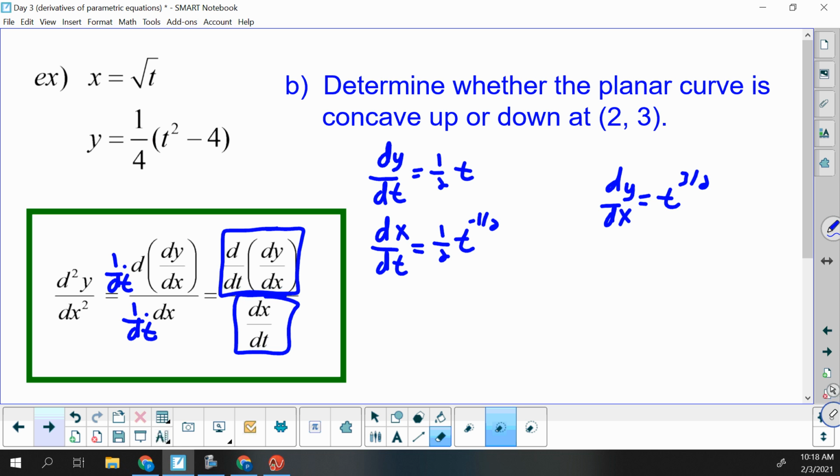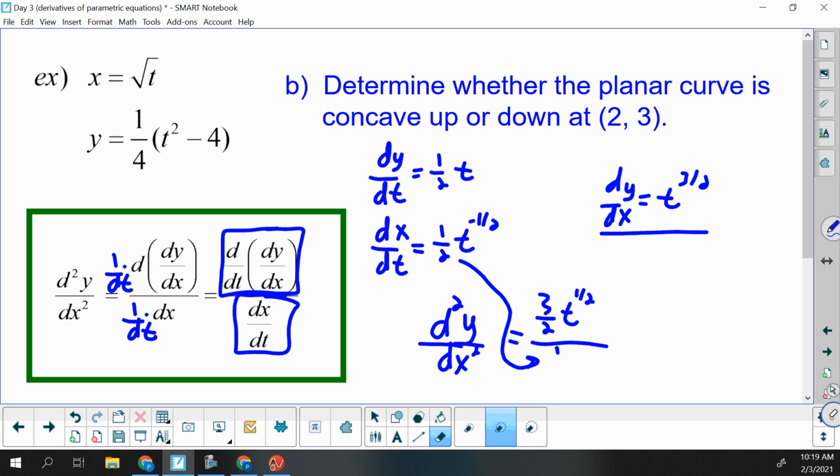So if we want to do our second derivative, in these boxes in the blue, it's saying do your dy over dx derivative with respect to t, but then it has to be divided by whatever dx over dt was. So we'll take our dy over dx here, do the derivative with respect to t, that's 3/2 t to the 1/2. But then we've got to divide it by the dx over dt. So we'll bring that down, we've got 1/2 t to the negative 1/2.